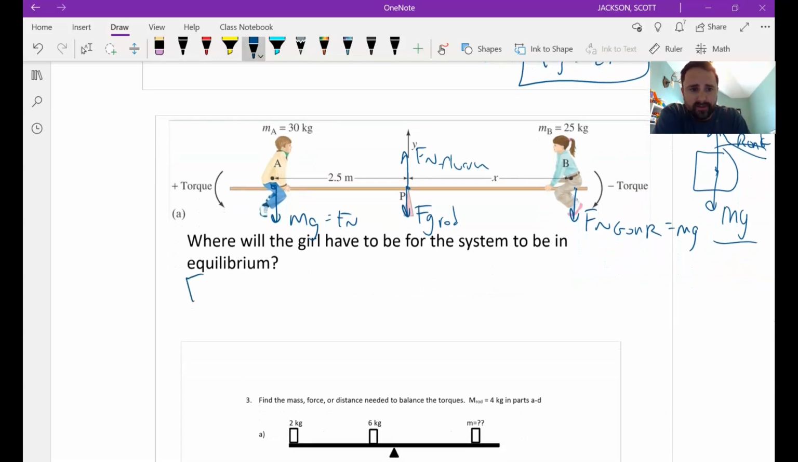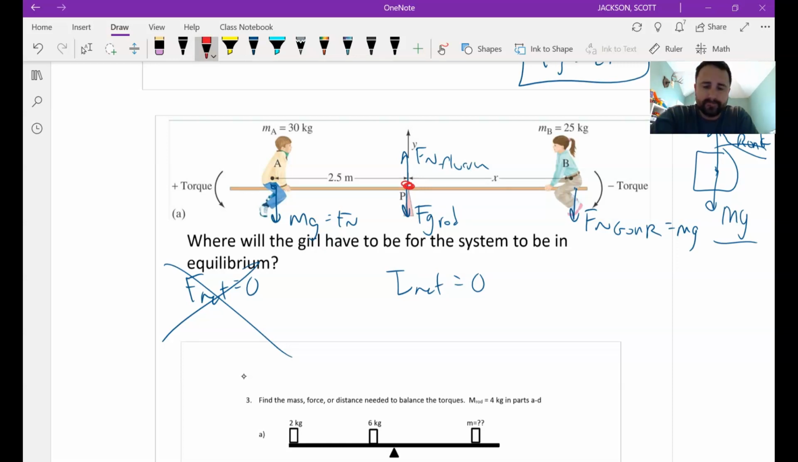So here I could do F net equals 0 or torque net equals 0. And the reality here is I need a location. Forces don't have locations, they're just forces, so let's not even waste our time here. That's not helpful. So now I have to do torque net. So I have to decide where I'm going to put my axis of rotation. So the actual axis of rotation is right here, but do we actually put it there to solve the problem?